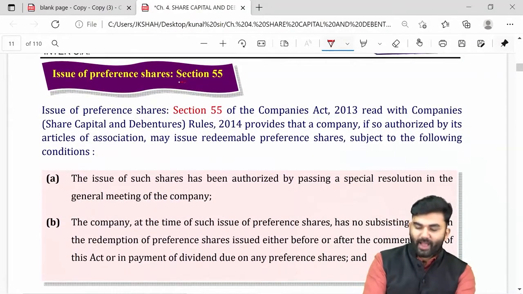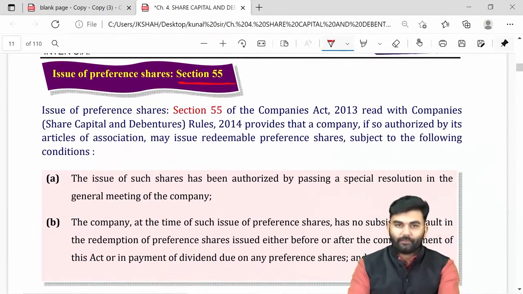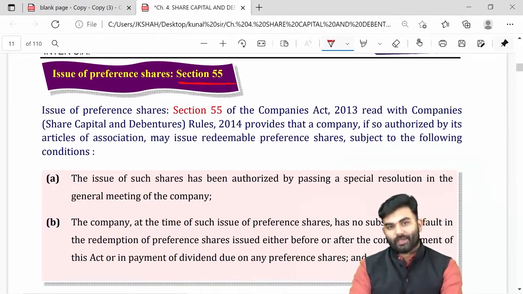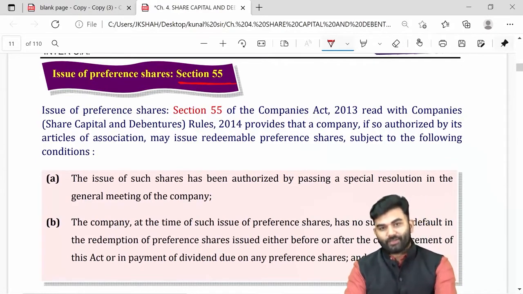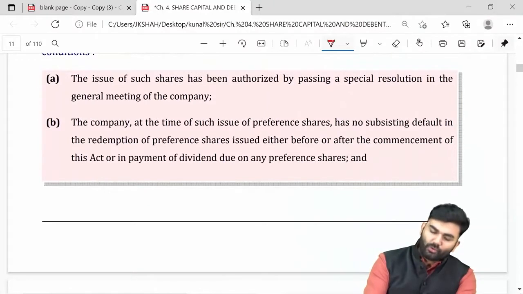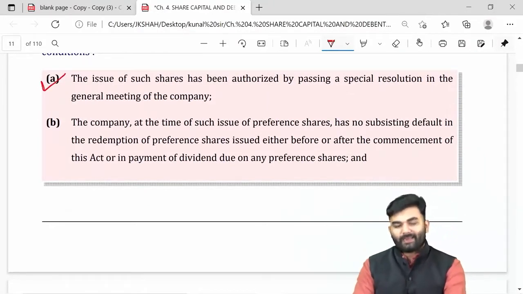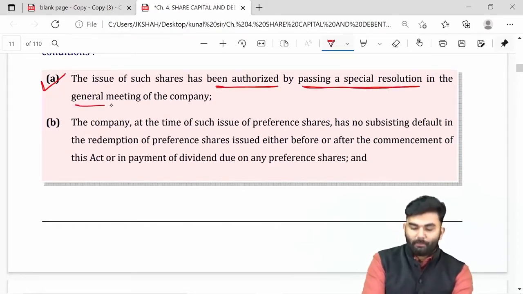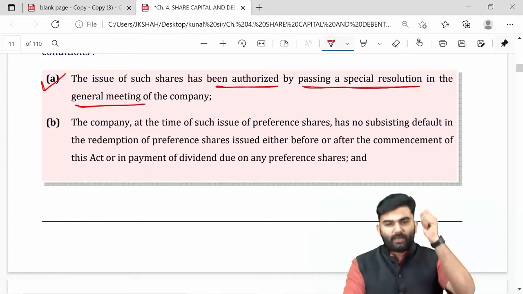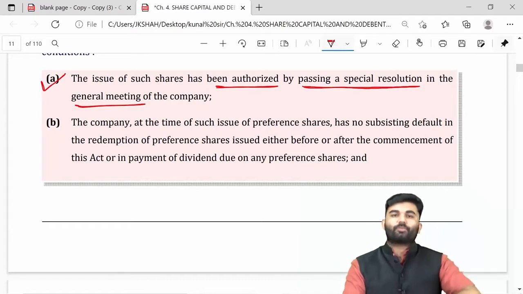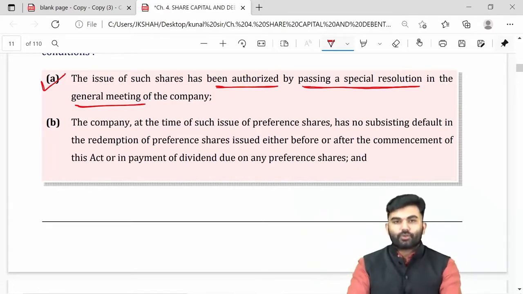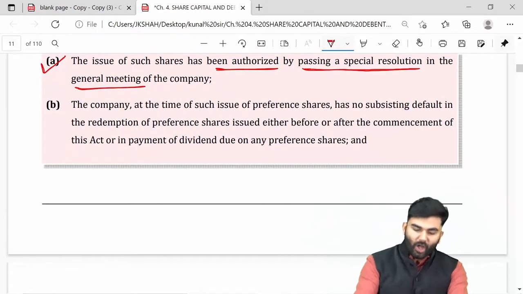It is section 55 of the Companies Act 2013 which deals with the issue of preference shares. Whenever a company wants to issue a preference share, first of all it should be authorized by passing a special resolution by calling a general meeting. The company needs to call a general meeting and pass a special resolution, and only then can the company issue a preference share.